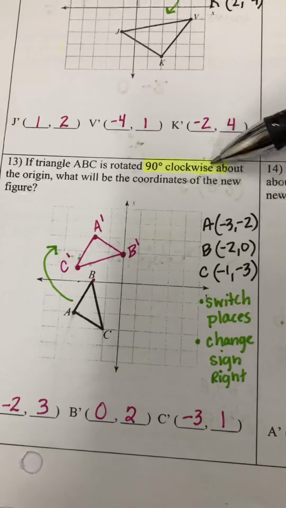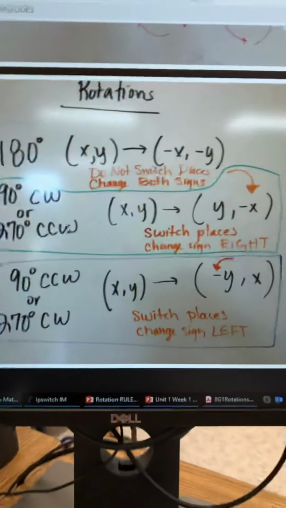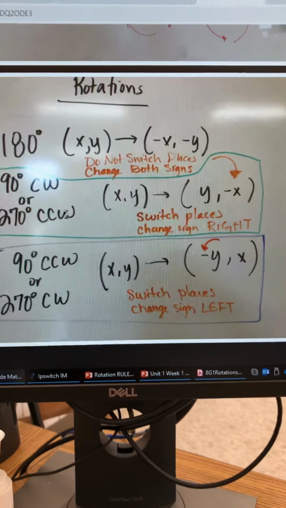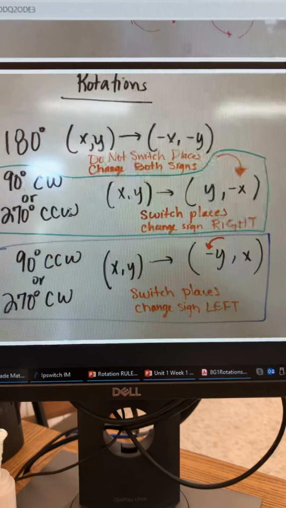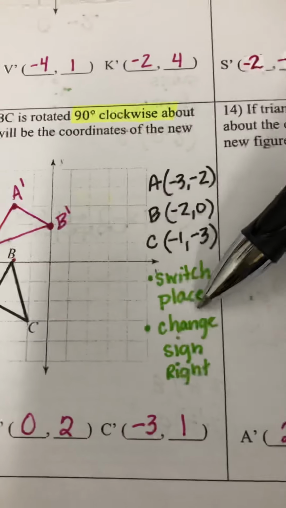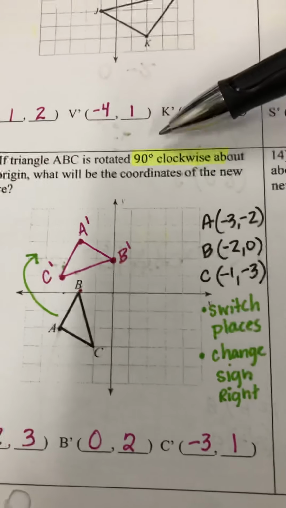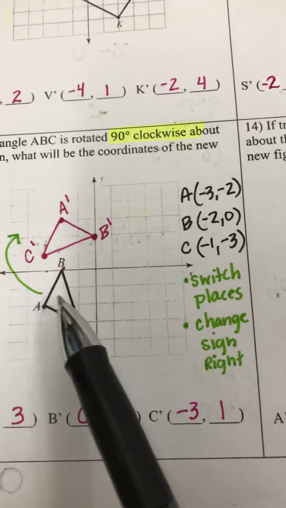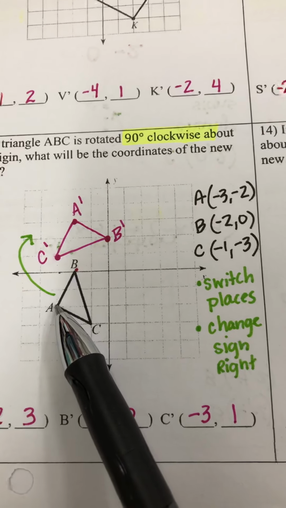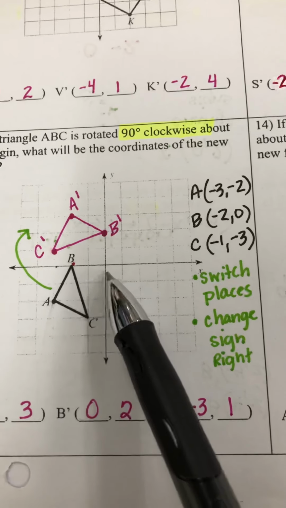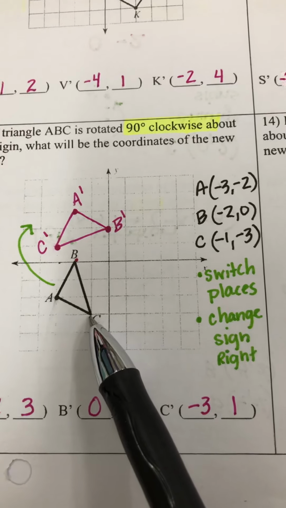So for 90 degrees clockwise, the rule is that you have to take the ordered pair that you started with, switch places, and change the sign of the one on the right. So that's what I have written there. So I had to write in all the original ordered pairs. So A was -3, -2, B was -2, 0, and C was -1, -3.